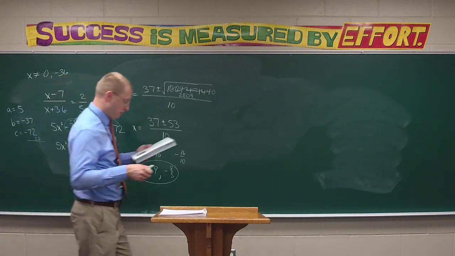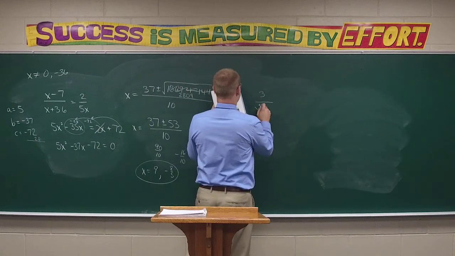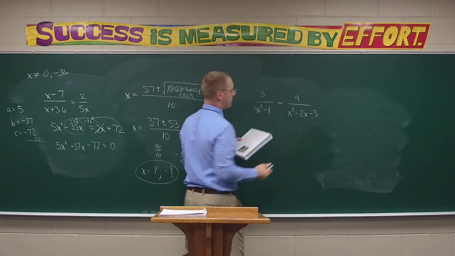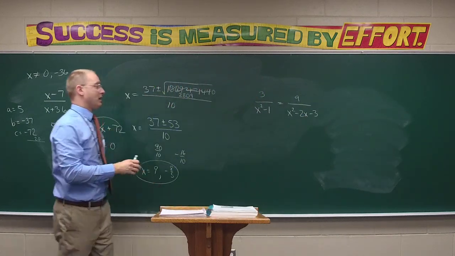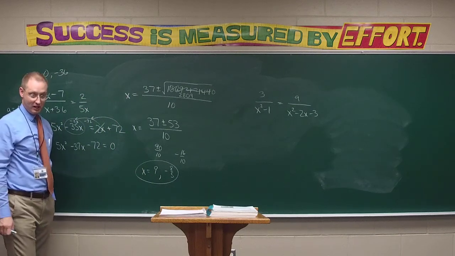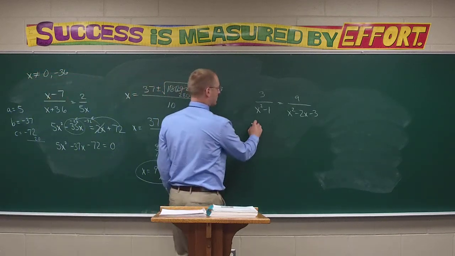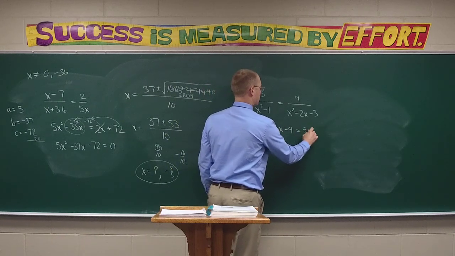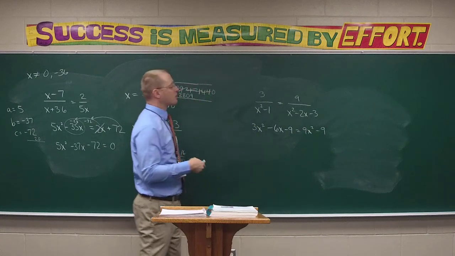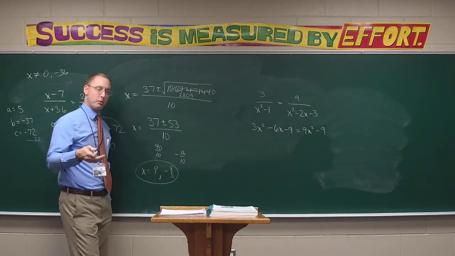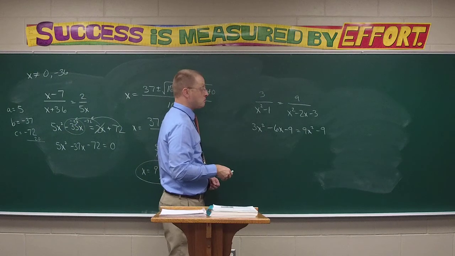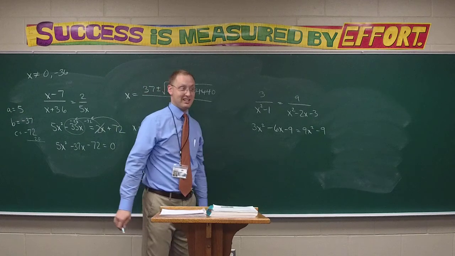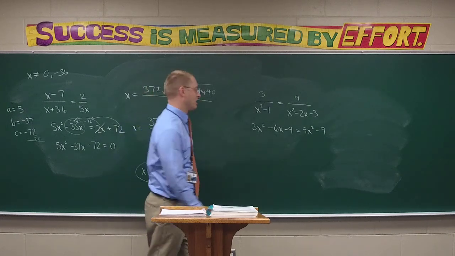Well, let's take a look at number 20, where we've got 3 over x squared minus 1 equal to 9 over x squared negative 2x negative 3. And when we cross multiply this time, what do we get, Audrey? 3x squared minus 6x negative 9 equals 9x squared minus 1. And there is a little something we could do to speed up our work here. I could do something even easier. It requires no math at all. Anyone? Cancel the negative 9s.